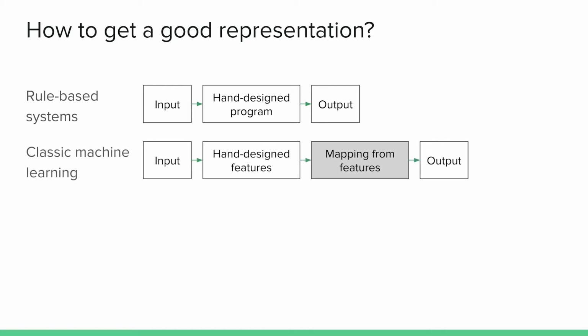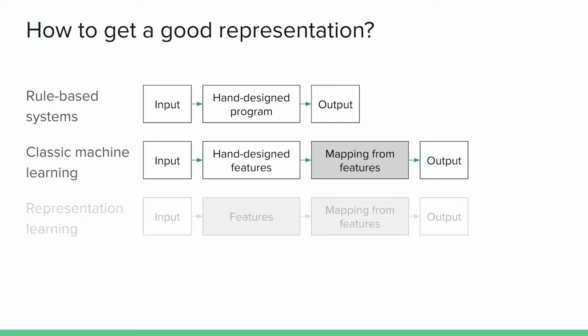With classical machine learning, we expanded this idea and split up this entire problem solving from one step into two steps, where we said, okay, maybe we can extract some features from our input and then let the machine map these features to what we actually want in the output. That's classical machine learning.